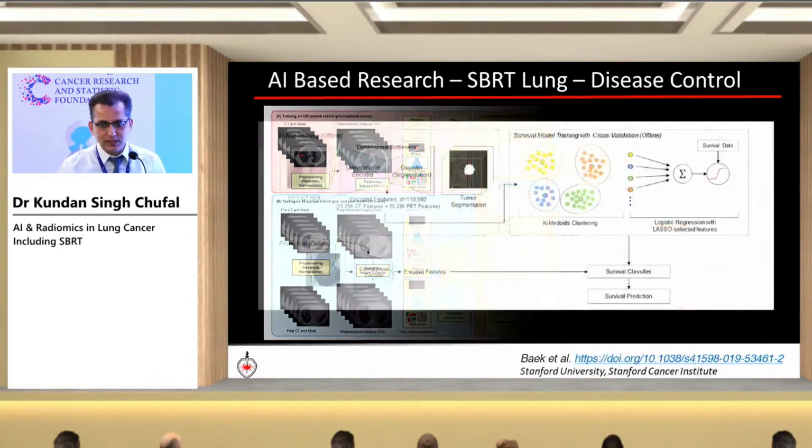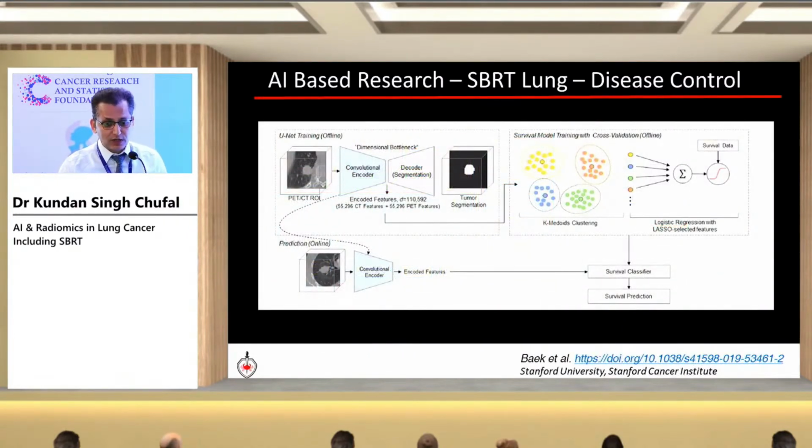This is one study, and the very interesting study is this. I would like to put a few emphasis on this particular study. We all know UNet, where we do automatic segmentation. These are algorithms which are used for segmentation purposes. The authors very cleverly tried to find out these features. What they do is they convolve the features from an image and then they regenerate the contours. In this particular area, they have so many features, like 55,000 features from the CT, and 55,000 features from the PET.